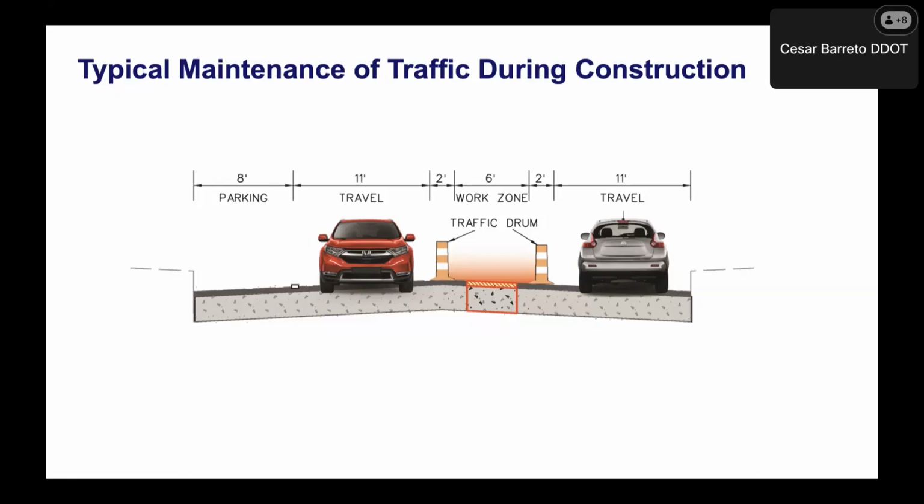In similar fashion, it can also happen with bike lanes. If we have a bike lane, we will maintain the travel lanes in the center, while the work zone is in the center lane, and we will maintain the bike lane on the right side or left side.